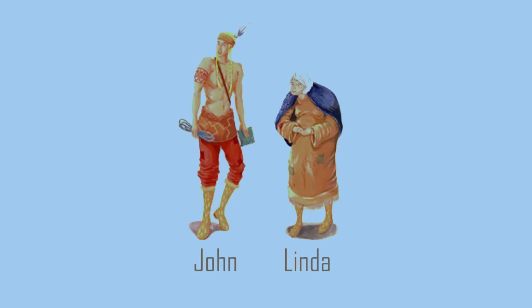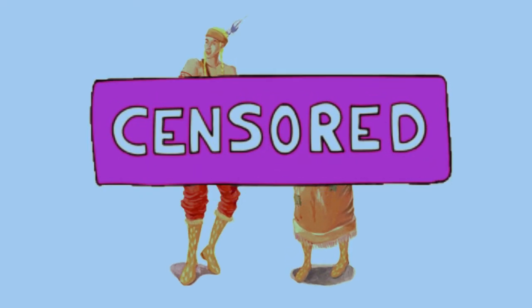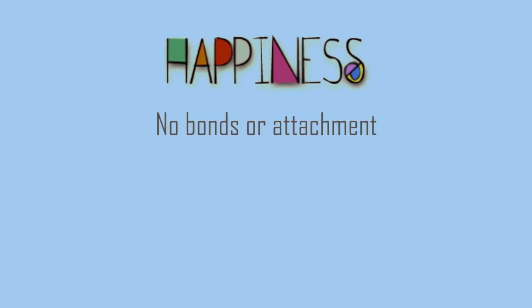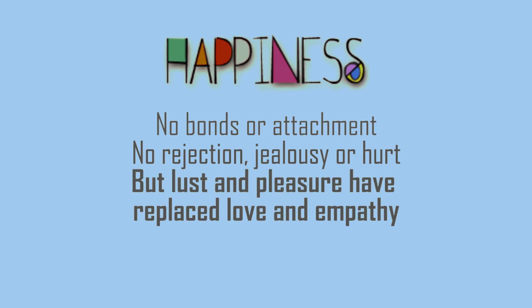The irony is that Bernard unexpectedly encounters the director's long-lost wife and son at the island. This is considered a scandalous and obscene act in the world state because the concept of parents or children does not exist, as there is a belief that happiness is derived from that. The idea of happiness correlates to a world where there are no bonds or attachments, no rejection, jealousy, or hurts, but lust and pleasure have replaced love and empathy.